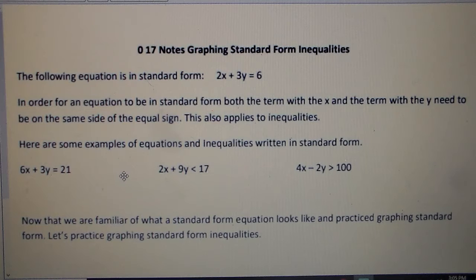Here are some examples of equations and inequalities written in standard form. So 6x plus 3y equals 21. You see both x and y are on the left-hand side. 2x plus 9y is less than 17. That's also another example of standard form. And 4x minus 2y is greater than 100. That's also in standard form because x and y on the left-hand side are on the same side. And there's numbers on the other side of the equal sign or inequality that you can work with. Now that we're familiar with what a standard form equation looks like, let's practice graphing standard form inequalities.